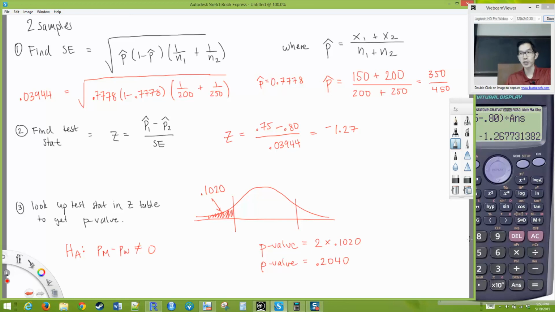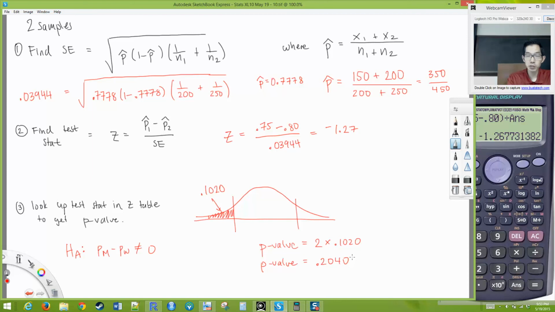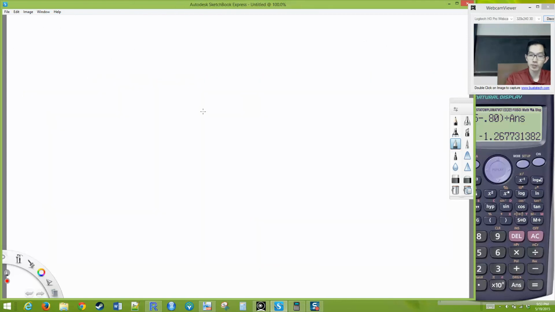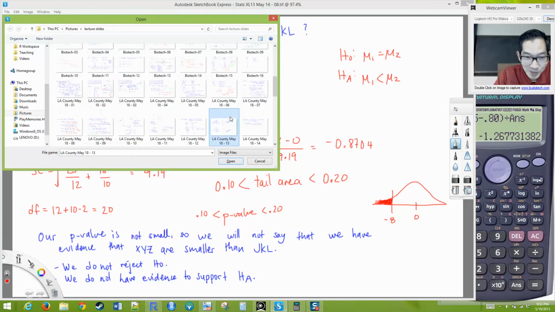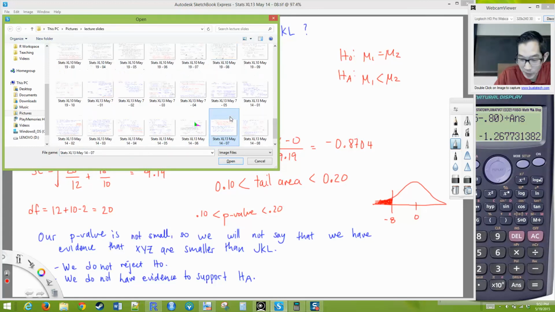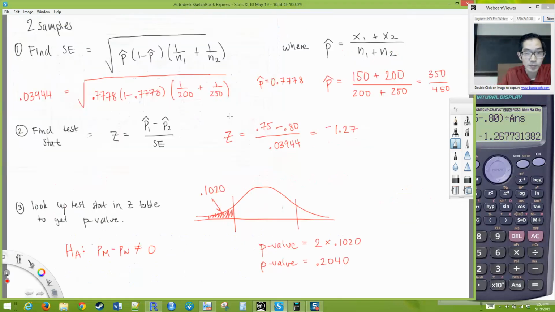Okay, so my p-value is 0.2040. Is everything okay so far with you guys? Kind of. Okay, so I'm going to go to the next slide. Oh, man, okay. Let me find this. Okay, my p-value is 0.2040. Next slide, are we okay? No.